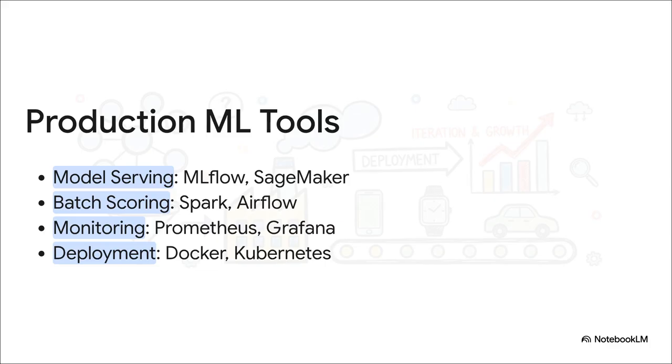And of course, managing this whole life cycle isn't easy. It requires a whole suite of powerful tools, what people call an MLOps stack. You'll need tools for serving predictions, for running those big batch jobs, for monitoring performance, and for automating all the deployment stuff. This is the engineering scaffolding that turns a simple project into a robust, production-grade system.